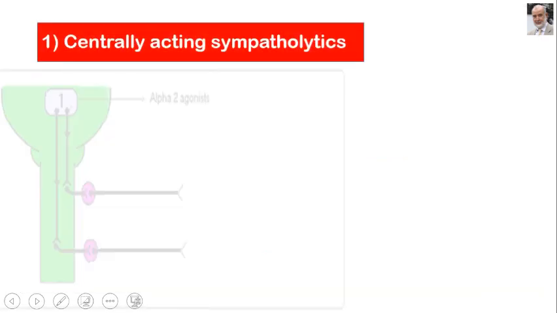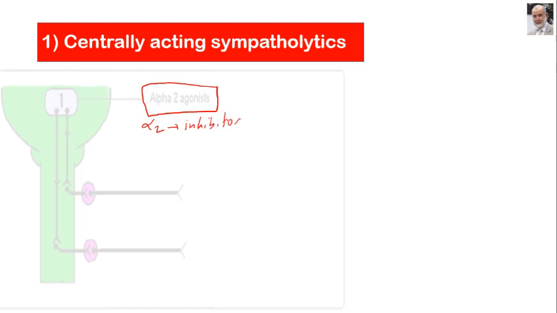Now, we'll talk first about the first group, which are the centrally acting sympatholytics. These drugs, we have said, act as alpha-2 agonists. We always said that alpha-2 receptors are inhibitory. They lead to inhibition of the sympathetic activity.